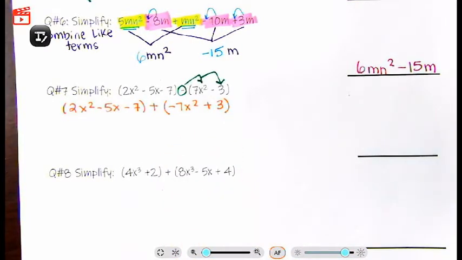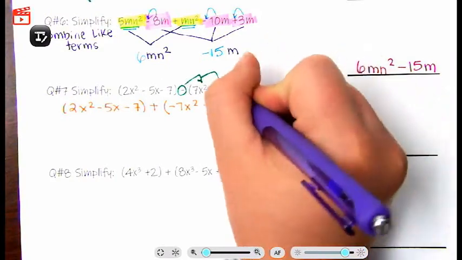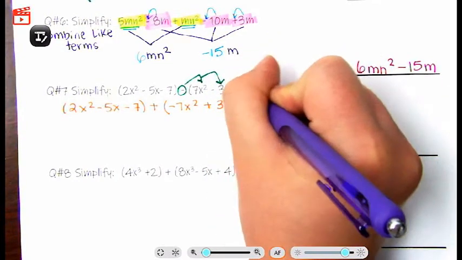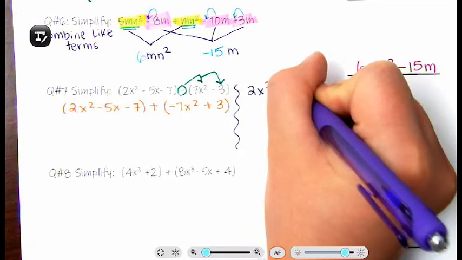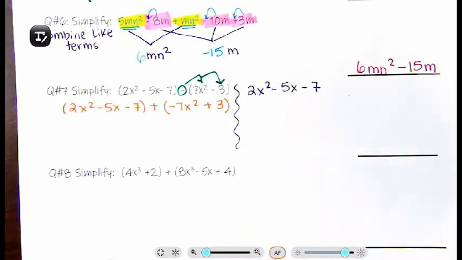And now I'm going to add. It's your choice if you want to add vertically or horizontally. I'm going to choose to add vertically. So I'm going to shift it over here and say 2x squared minus 5x minus 7. Now make sure that if you don't have a term, you write a placeholder of 0x or whatever.